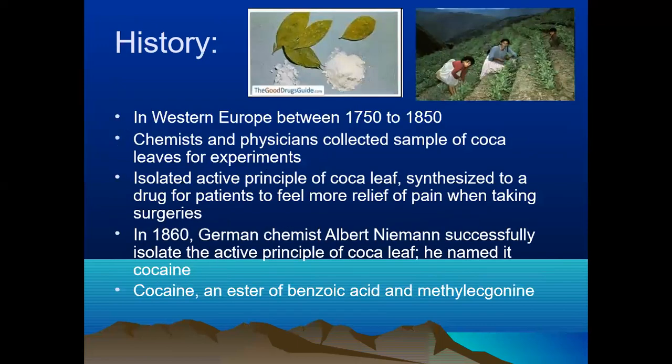Historically, the origin of local anesthesia is in France, in Western Europe, around 1750 to 1850. A chemist and a physician collected samples of coca leaves for experiments, and isolated the active principle of coca leaves to help patients feel more relieved of pain during surgeries. In 1860, German chemist Albert Niemann successfully isolated the active principle of the coca leaf. He named it cocaine, an ester of benzoic acid and methanol.